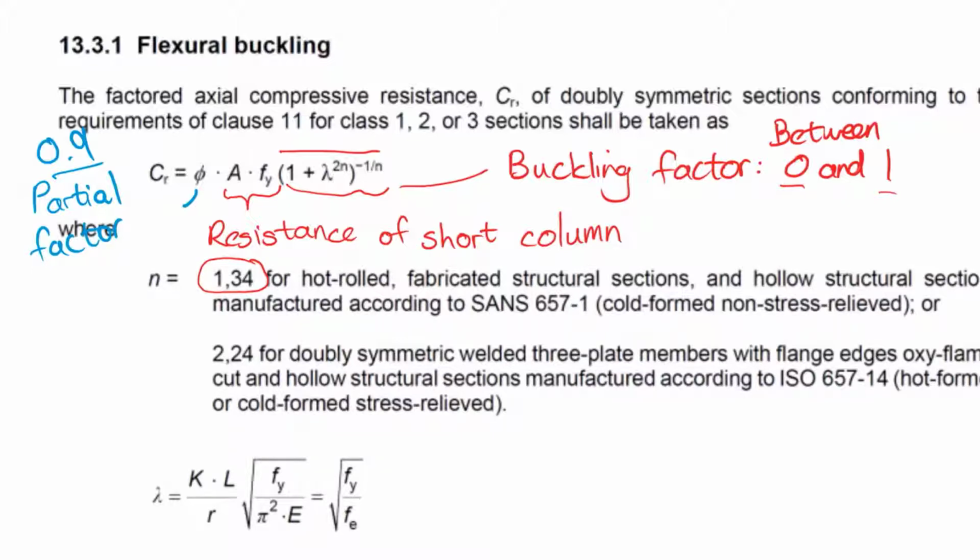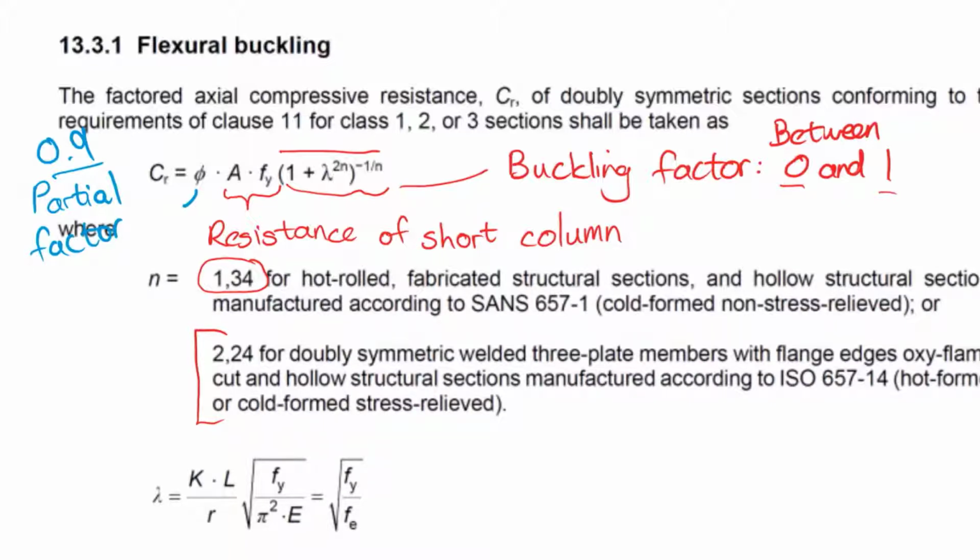It's 1.34. Use this unless you're told otherwise. There's only one exception, and I think there's probably 2 or 5 structures in the whole of South Africa which actually this applies to: doubly symmetric welded 3-plate members with flame edges, oxy-flame cut, and hollow structural sections manufactured according to the standard, hot formed or cold formed stress relieved.